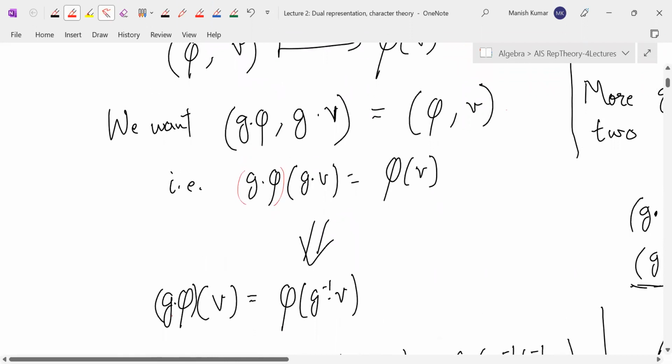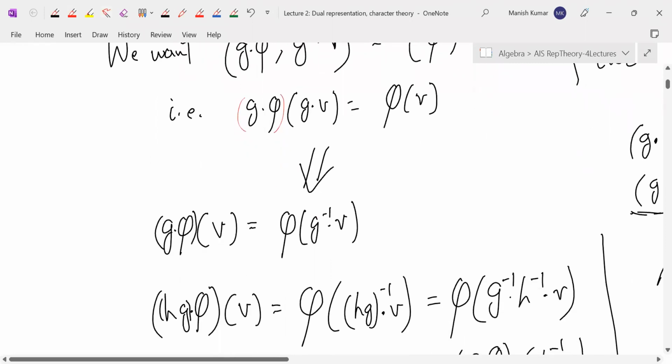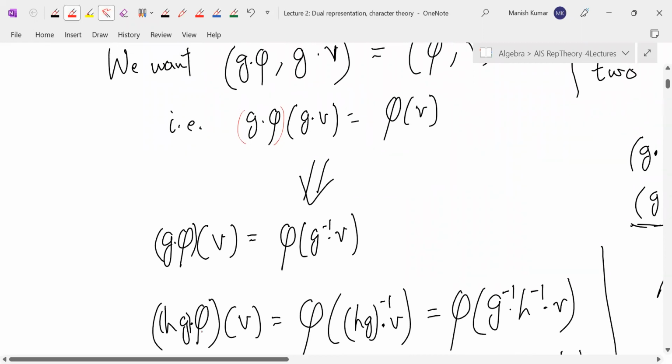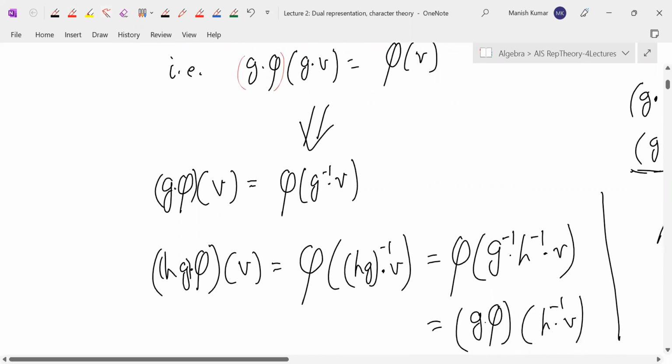So linear means that G dot phi 1 plus phi 2 is the same as G dot phi 1 plus G dot phi 2. But that follows from this formula straight away. So let's first check that it is an action. Action means that hg dot phi should be the same as h dot g dot phi. So let's check whether that is true or not.